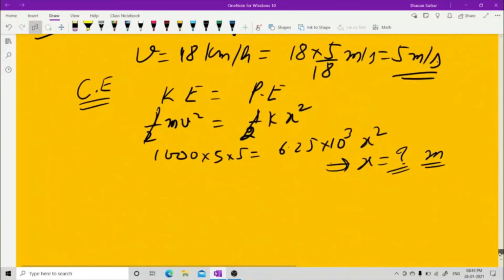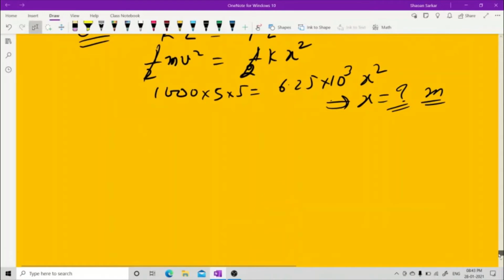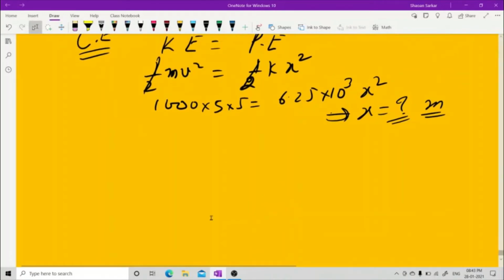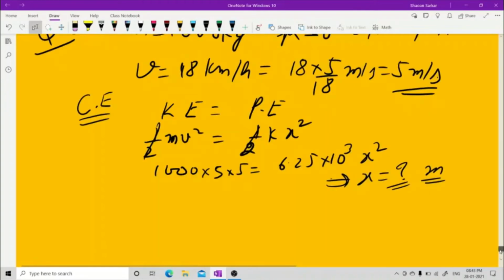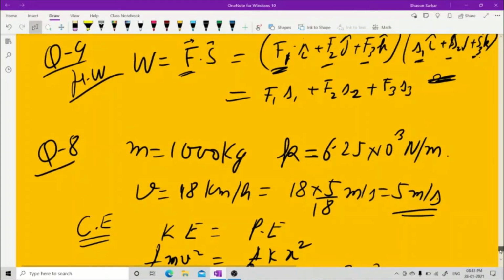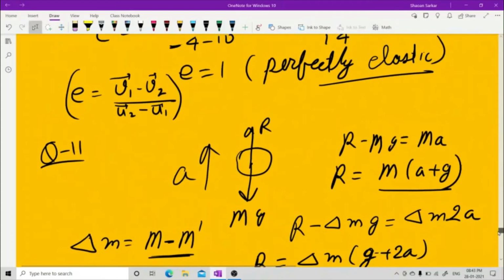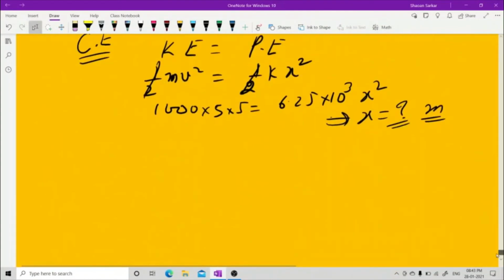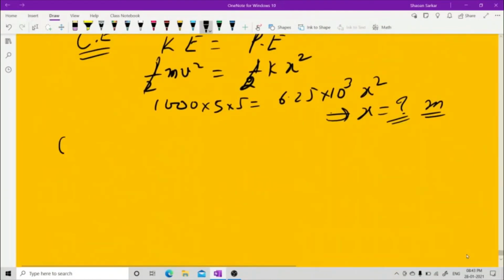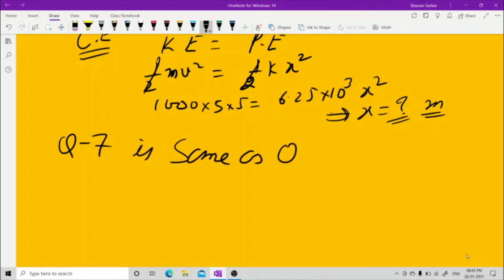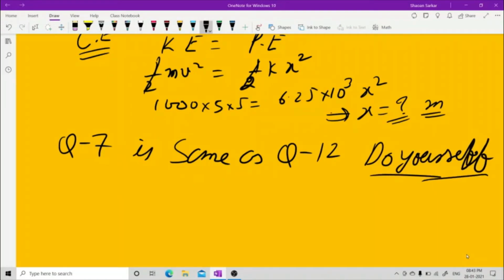Now it's i and j, same thing, i and minus i. This is question number 8. Question number 7 is the same as question number 12. Do it yourself.